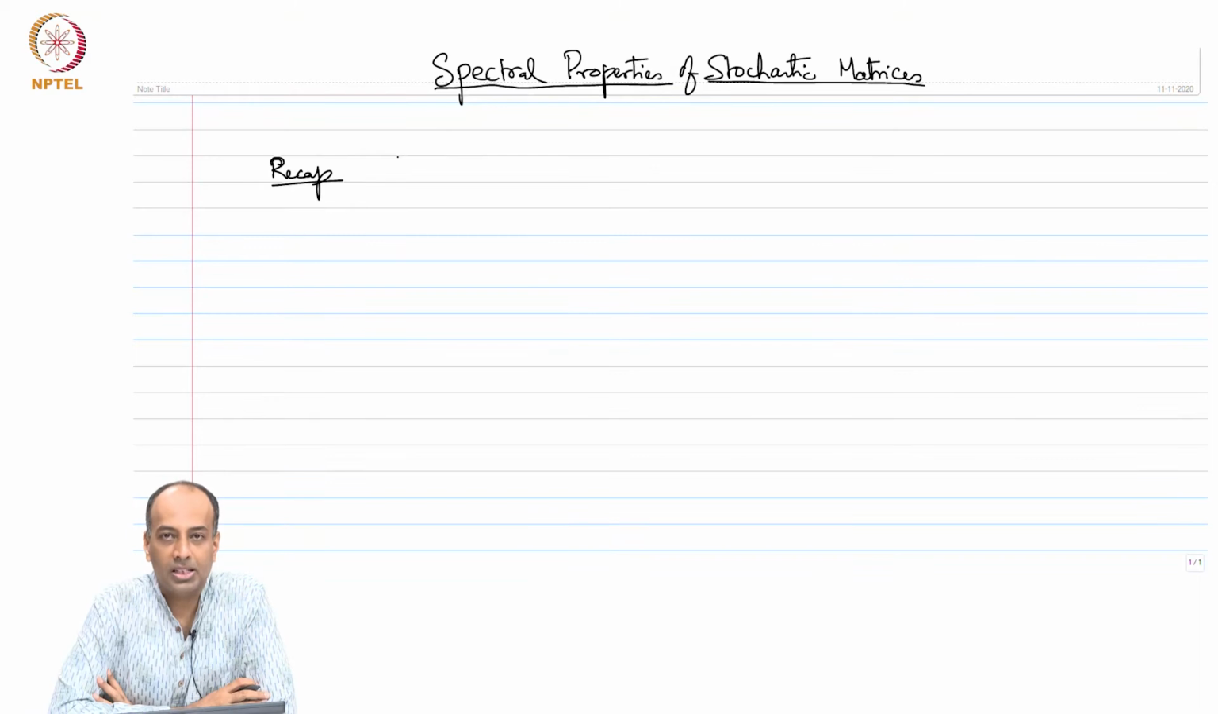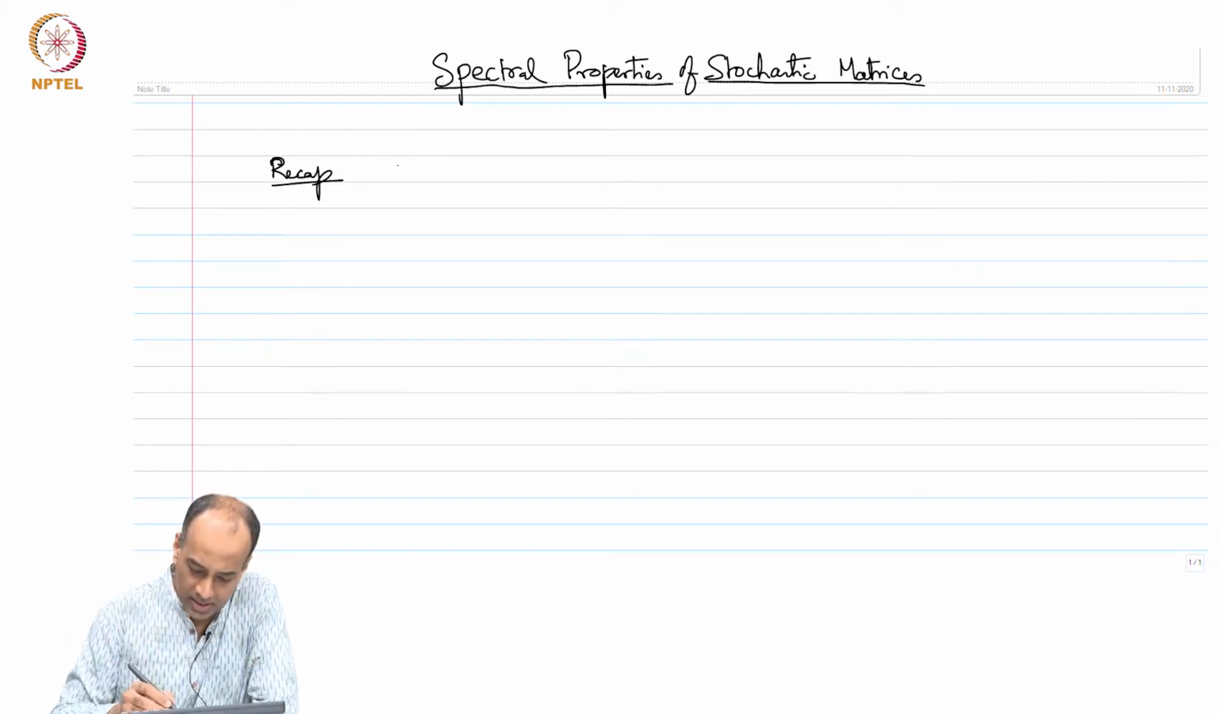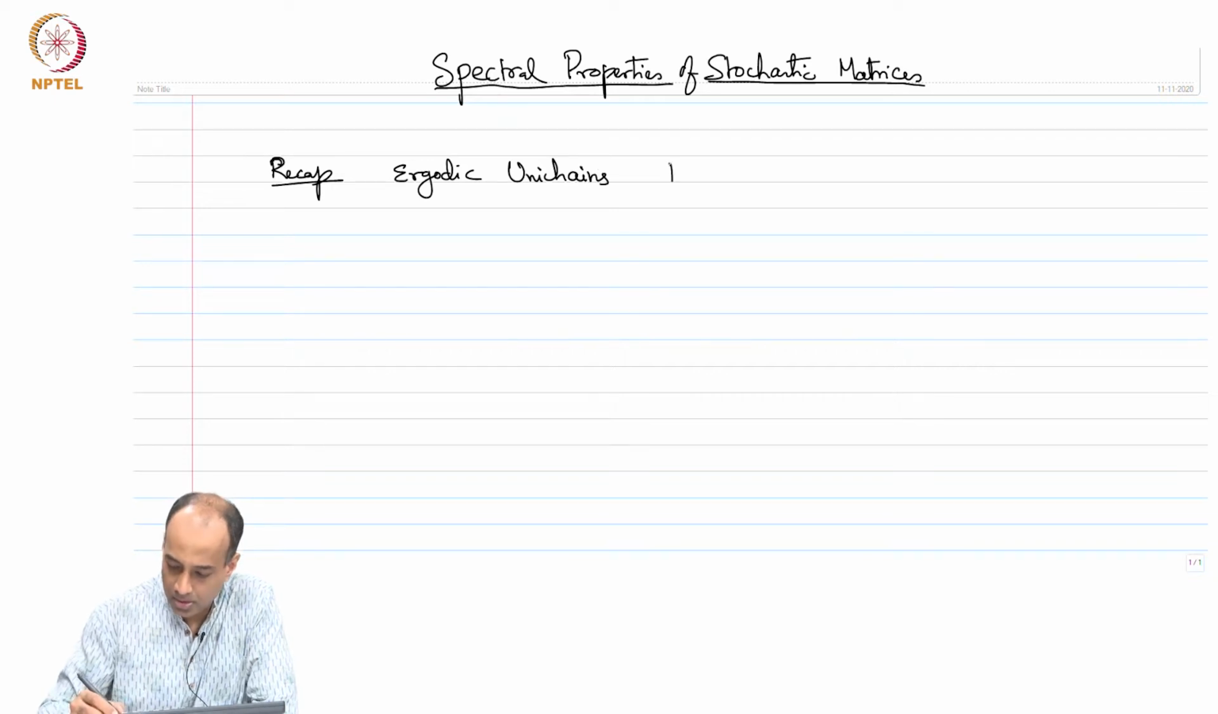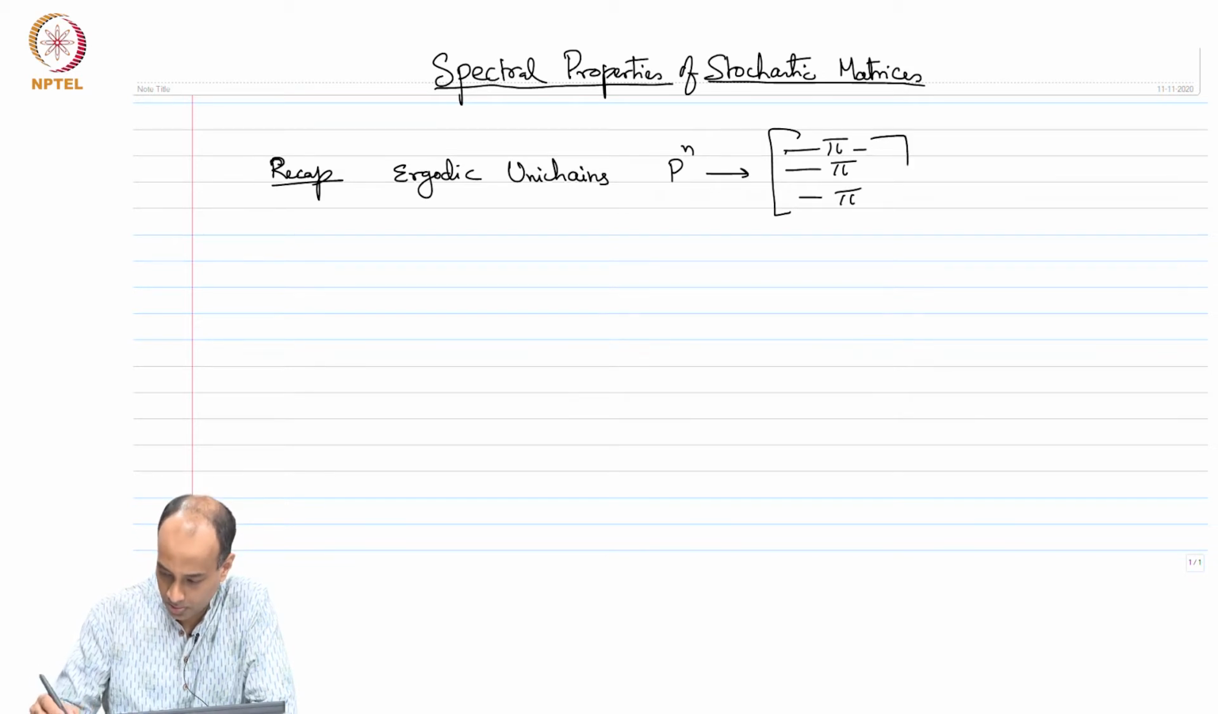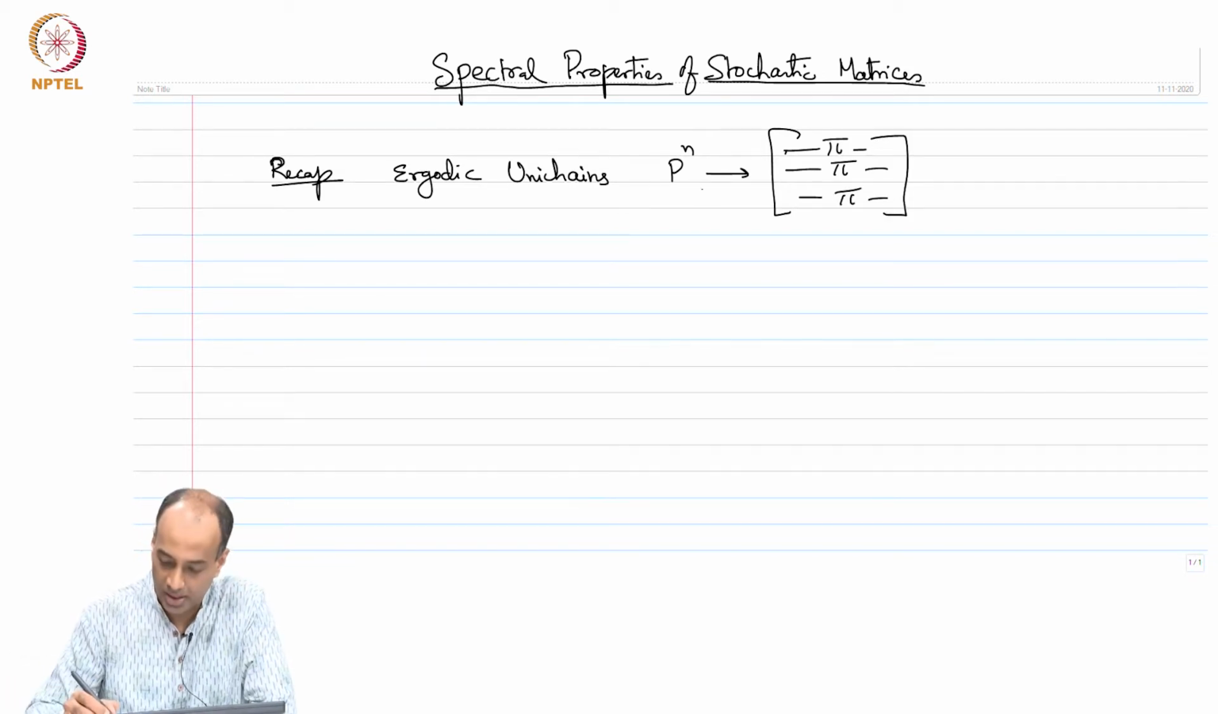Welcome back. Till the last module, we were looking at the long term behavior of finite state DTMCs. To give you a recap, the basic result we proved was that for ergodic unichains, the matrix P power n converges to a matrix of pi pi pi, a matrix where all the rows are pi, as n tends to infinity.